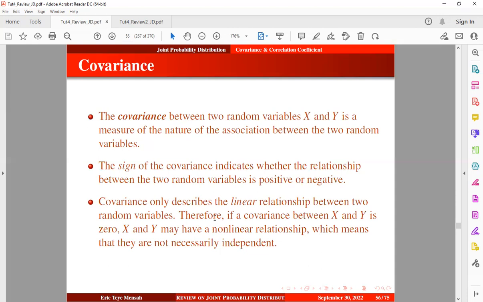Now, take note of this. When the two random variables are statistically independent, it can be shown that the covariance is 0. However, the converse, or the reverse, is not generally true. That is to say that two random variables may have 0 covariance and still not be statistically independent. Okay, so take note of that.